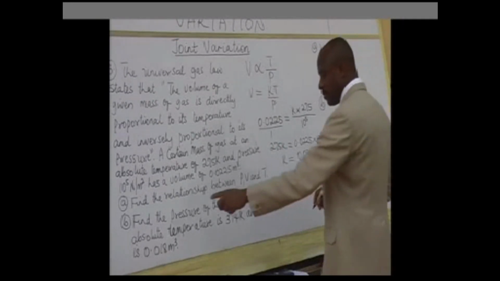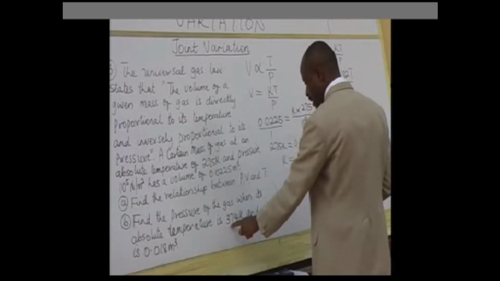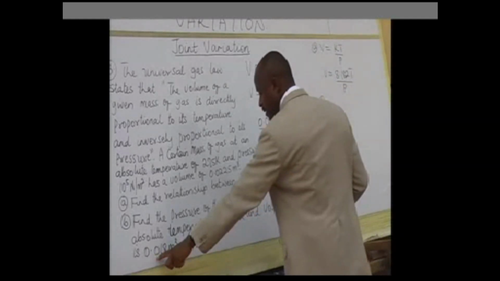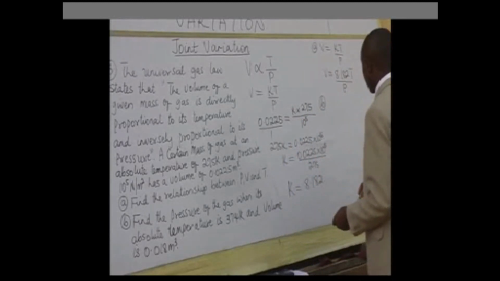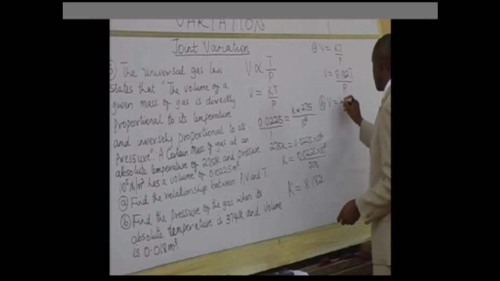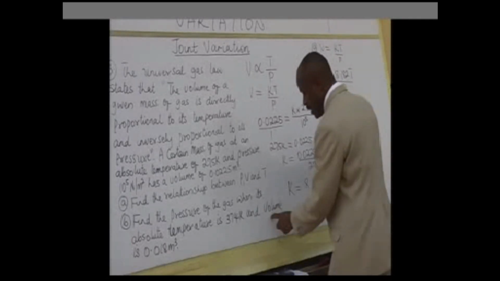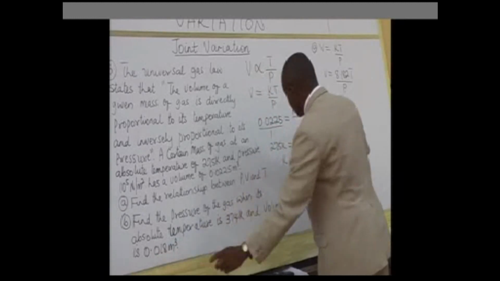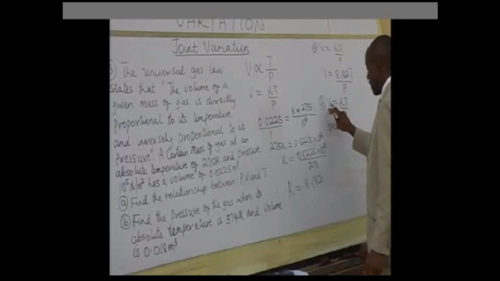Question number B says we should find the pressure of the gas when its absolute temperature is 374 Kelvin and volume is 0.018 meters cubed. Let's go to our equation. V is equal to KT all over P. Volume has been given to be 0.018. So use 0.018 to replace volume, or to replace V.